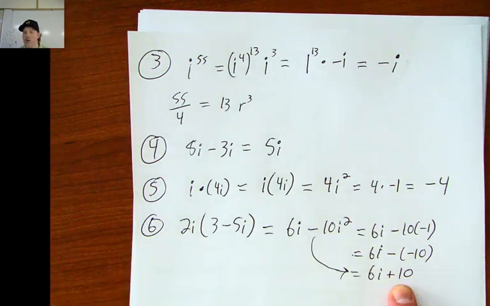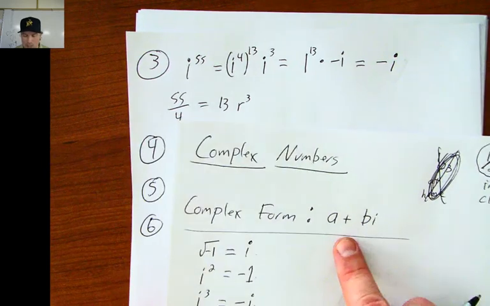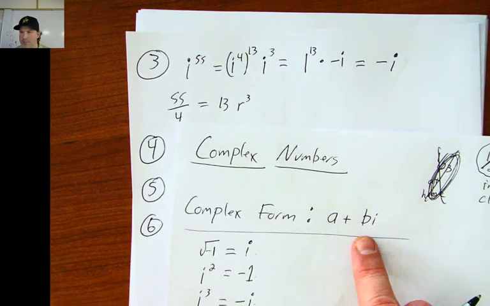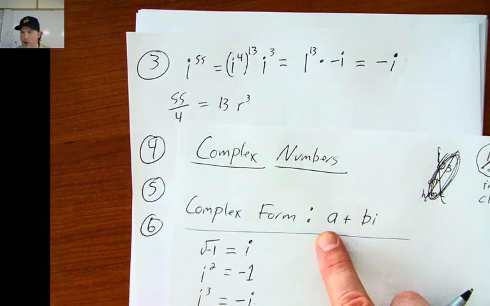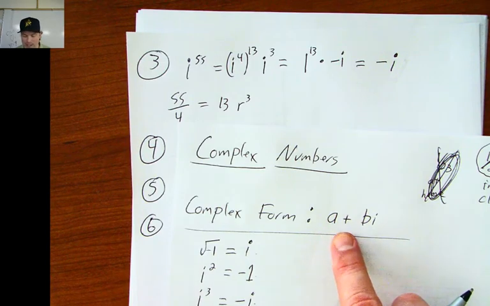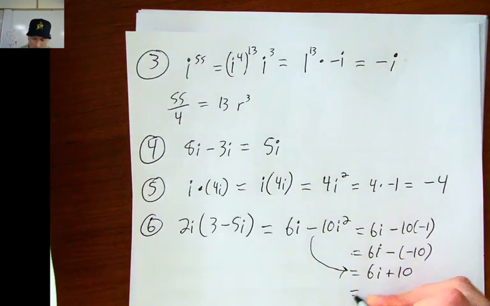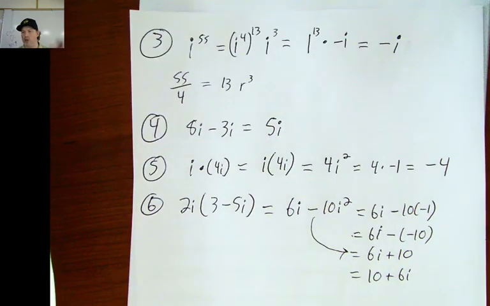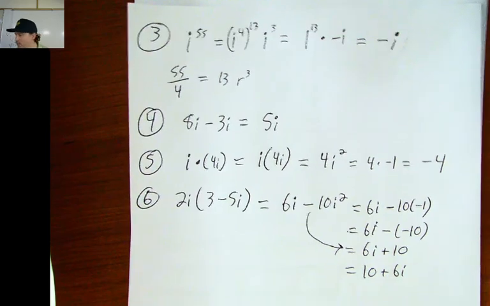Now, we're not done yet, because complex form is a plus bi. To be proper complex form, you need to do the real number plus the imaginary number. So we can just flip-flop these, and it becomes 10 plus 6i. Just make sure you hold on to their positive or negative values.